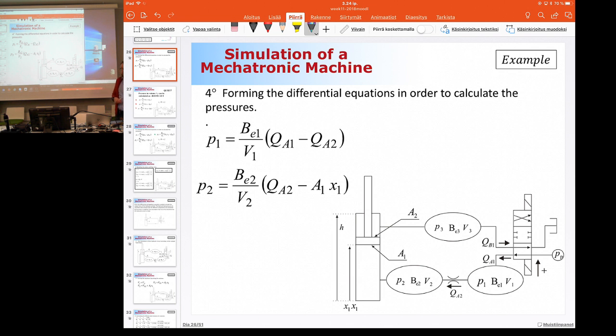Okay, then we're going to form the differential equation. This is the critical thing. This is when you have to look at this drawing, and based on the drawing, you can make decisions about the different directions.